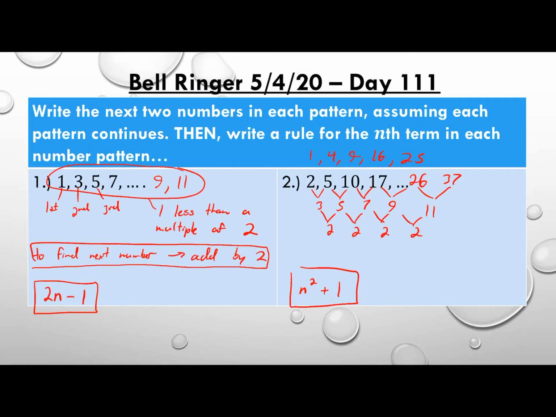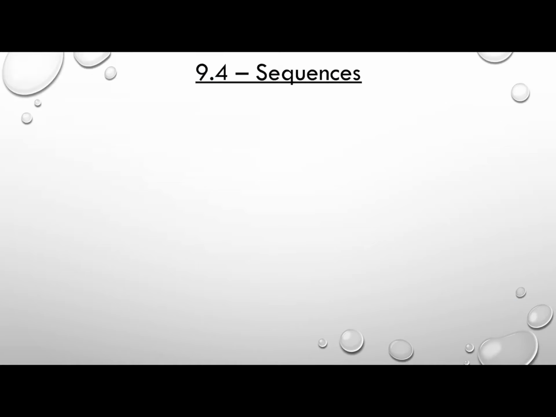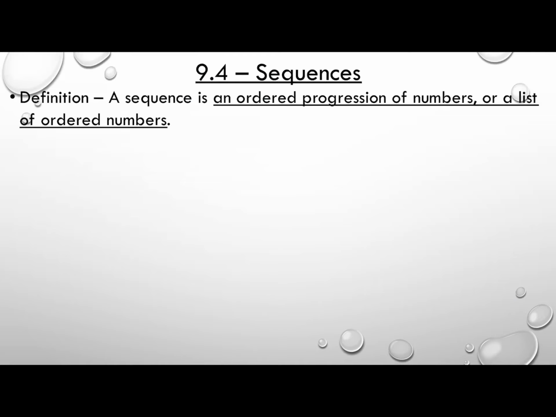Now let's get to today's lesson. So today it's going to be a very basic lesson on just what a sequence is and some of the notation you'll see going forward with sequences. So what is a sequence? A sequence is an ordered progression of numbers, or a simpler way to think about it, a list of numbers. That's the most basic way to define a sequence.